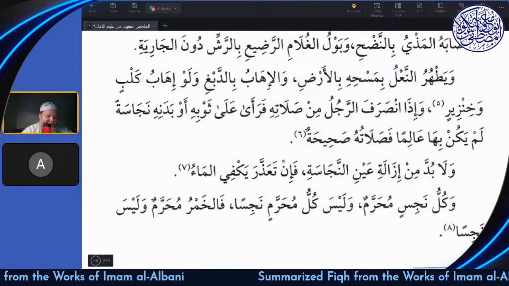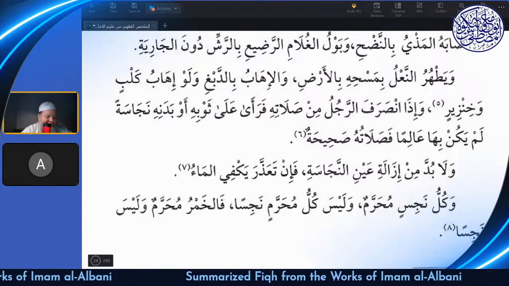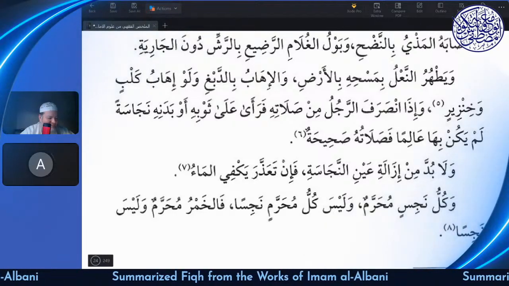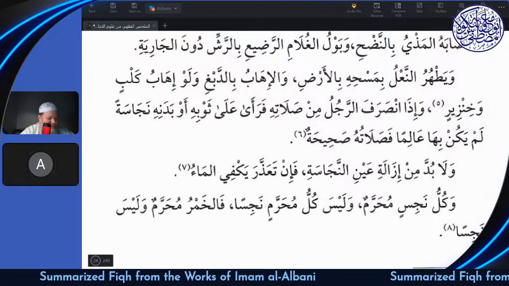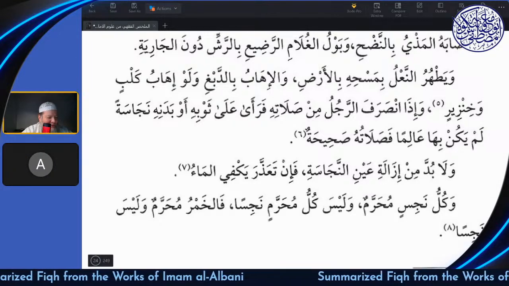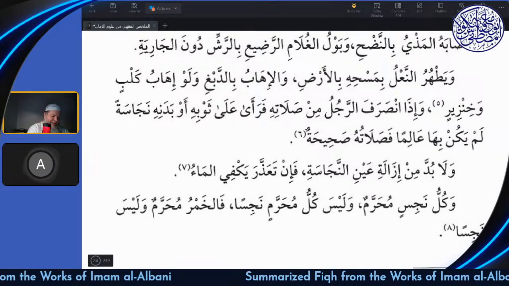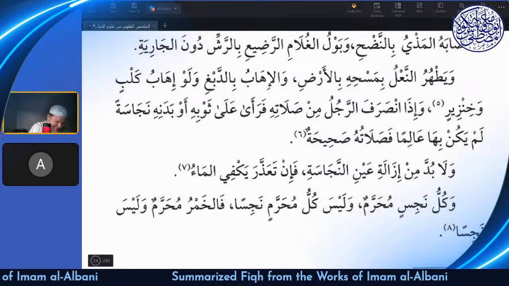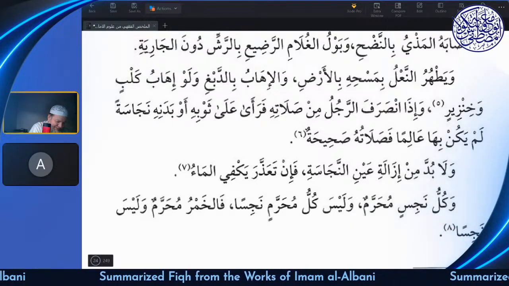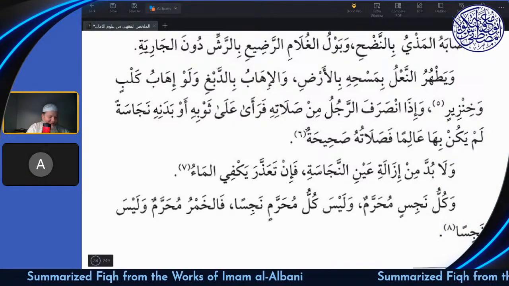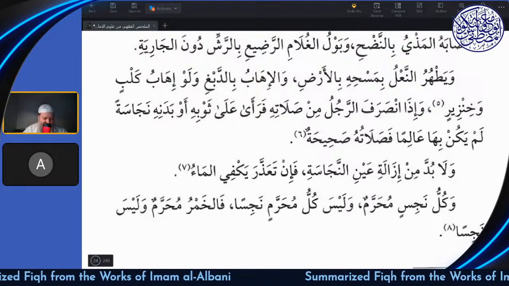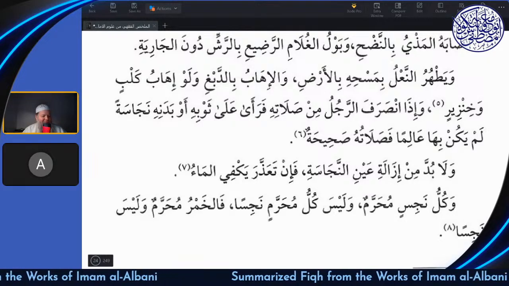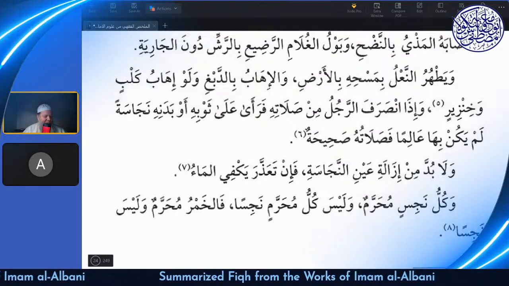What are we going to call this chapter? At-tathir. I don't know. Tathir sounds good. We'll start with that, inshallah. We can look it up and we can ask some people to help us out with this. And inshallah, we'll try to make the book more complete.